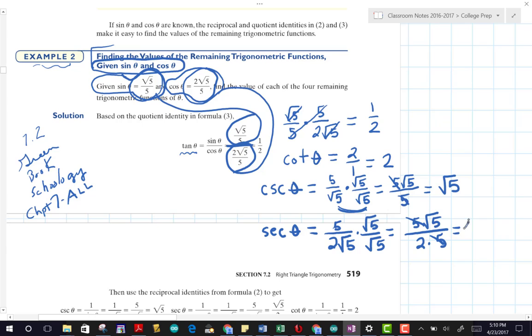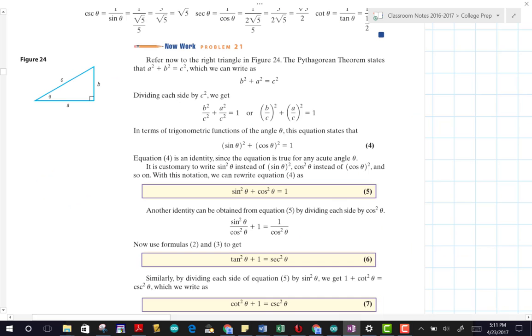The next 3 identities that we want to look at are called the Pythagorean identities because they come from the Pythagorean theorem. If you look at this triangle over here, it has one side equal to A, a side equal to B, and a side C. And so, of course, A squared plus B squared equals C squared.